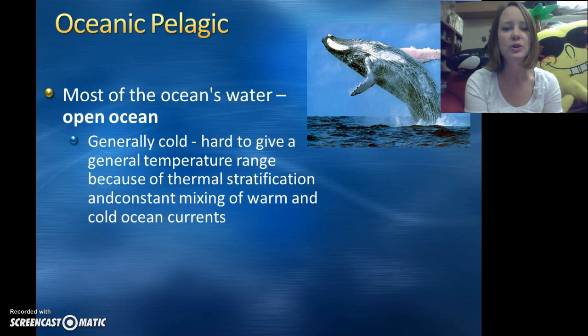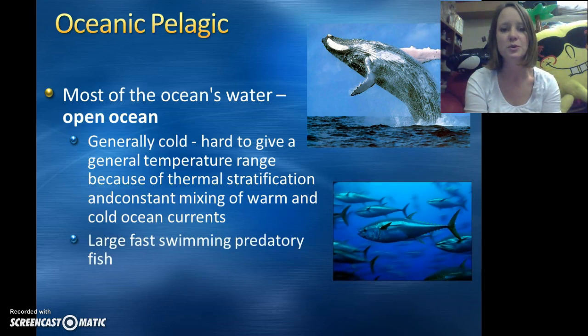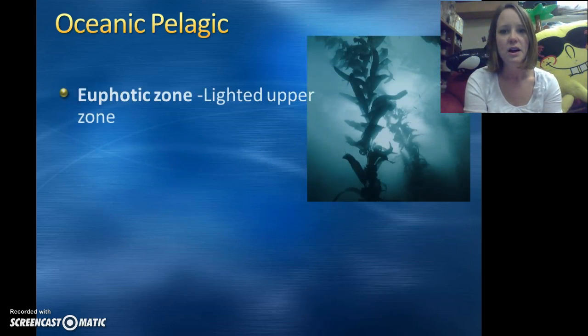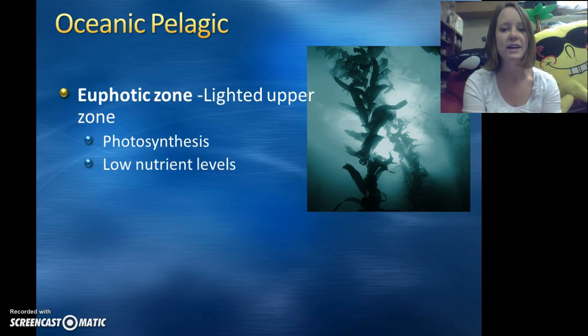It's generally cold. On average, it's hard to come up with a temperature range because if you're closer to the equator, the surface is warm. If you're closer to the poles, the surface is cooler. But these are our large predatory fish. The upper part of that, as I said, was the euphotic zone, photo meaning light. So that's where we're going to have our producers. A lot of that is phytoplankton, but what you see in this picture here is a kelp forest.